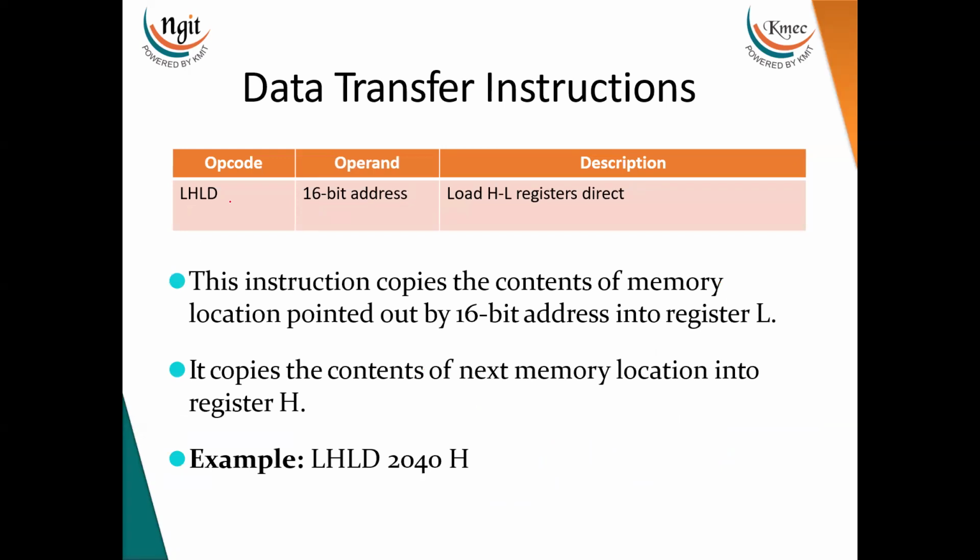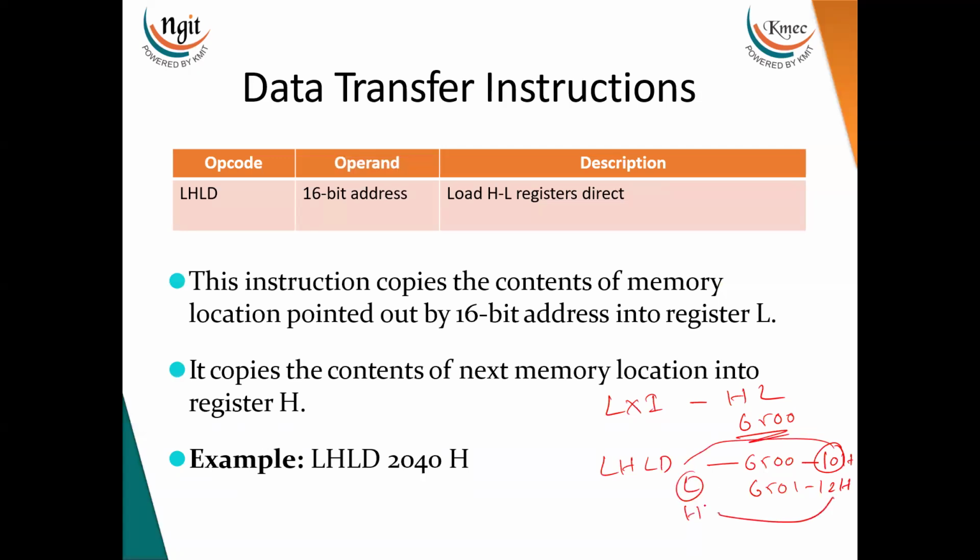Now, what does LHLD mean? LXI is what? In this HL pair, we have moved 6500. Now, LHLD means: in the location 6500, whatever the data is, for example 10H, and in 6501, 12H is there. This content we are moving into the L register, and this will be moved into the H register.